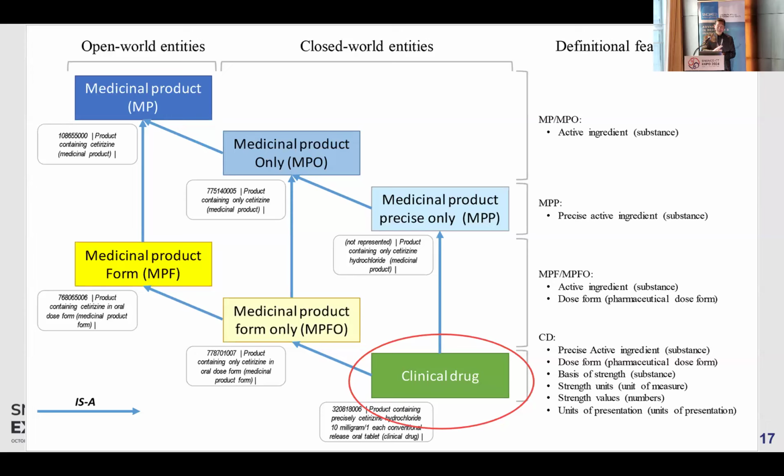So I'll spend the next two slides explaining this difference. But by and large, from this slide, you can see that the clinical drug is the most important part, and it lives in the closed world entity part, right? And then the open world entity part includes the medicinal product or the medicinal product form. The medicinal product form is basically the ingredient plus the dose form and excluding the strength, right? So it's one level of abstraction higher from the clinical drug. Okay.